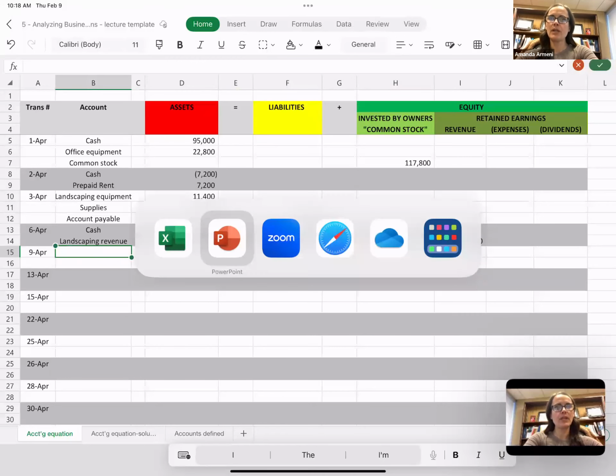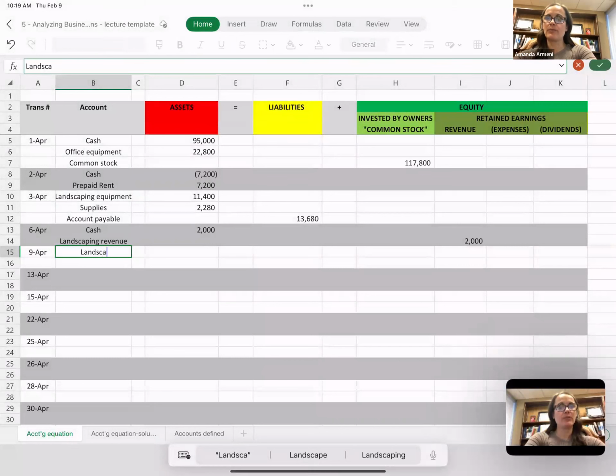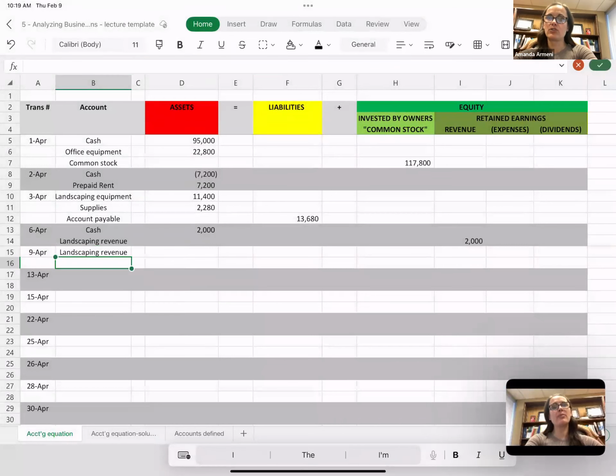Okay, April 9th, the company completed a landscaping project worth $7,600. So again, we're providing services to a customer, and the customer is going to pay us in 30 days. So because we just did the transaction on April 6th, where we completed services for a client, we know that one of the accounts that we're going to use here is going to be landscaping revenue. We know that landscaping revenue has its own column under the equity section. It's a component of equity, and it always increases equity. So we're going to see that as a positive 7,600, right? Just like we did on April 6th.